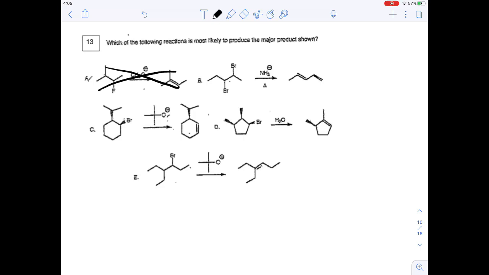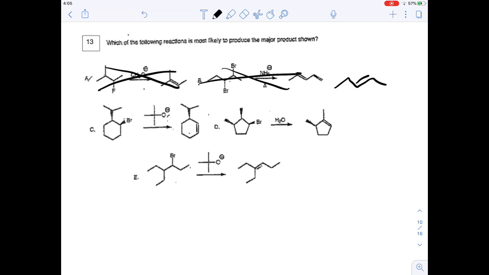Okay, moving on to B. I know you guys haven't seen this one yet, but when you treat the double Brs with NH2, you're going to get one double bond in between them, not two double bonds away from each other. So that is not correct.